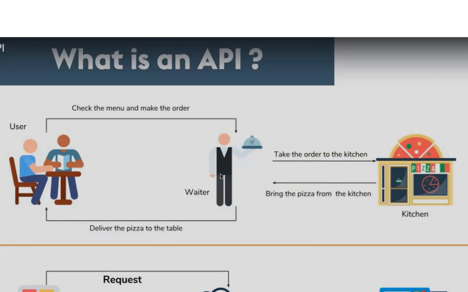Here the waiter is going to act as an API, right or wrong? He is only going to provide. If you give a request, he is going to pass it to this guy, and whatever he gives, the same he is going to deliver to this guy, right?